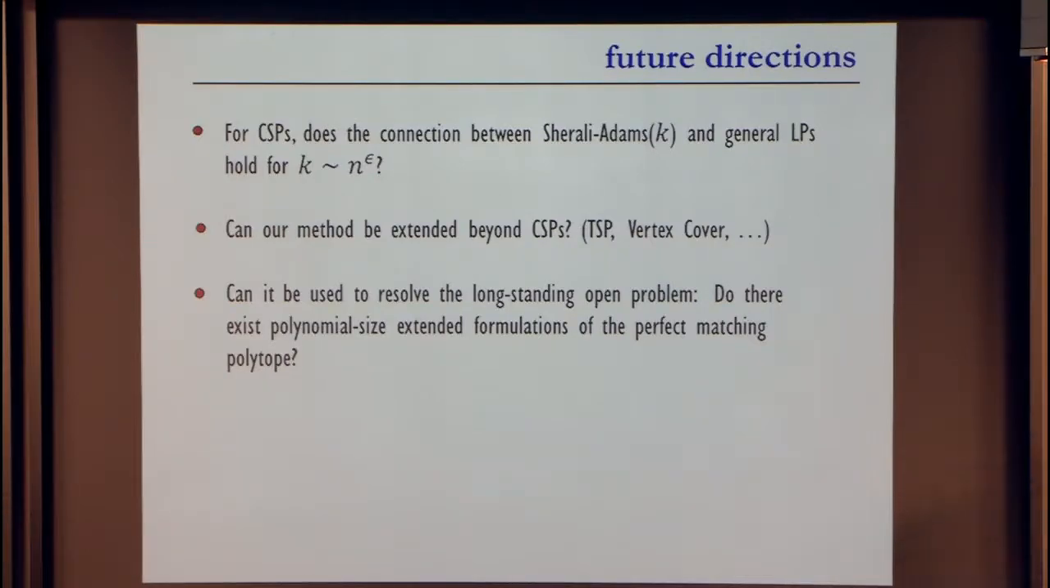This was not done by this group of people? No. So their thing only works for TSP. It doesn't work for perfect matching. And this is perfect matching for non-bipartite graphs? Yeah. For bipartite graphs, you have a polynomial size. There's a flow relaxation, right? So you can write it as flow, and you get polynomial size.